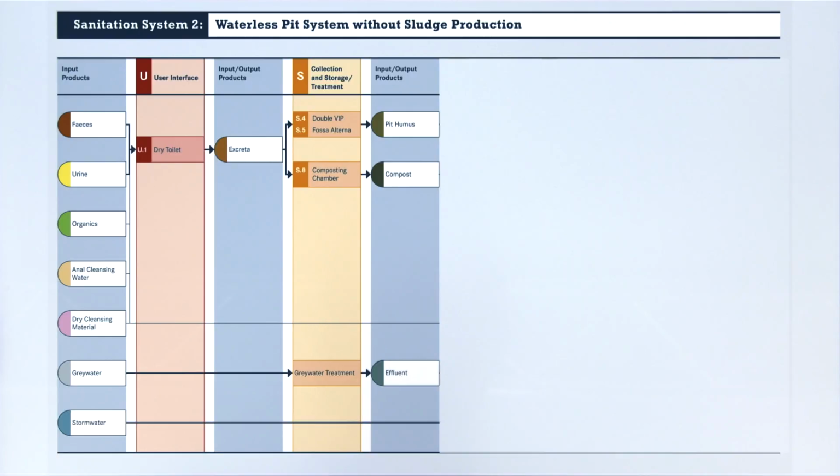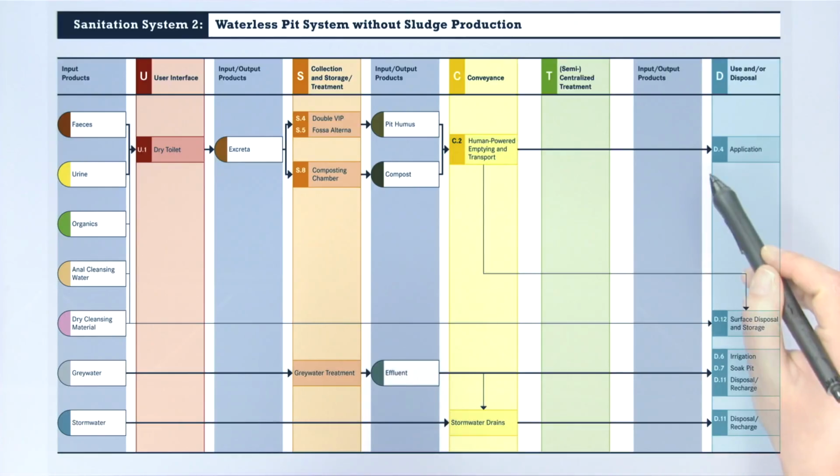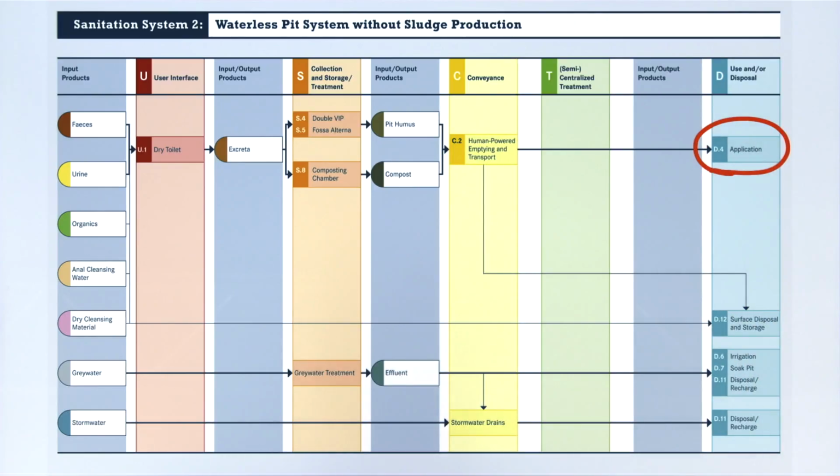If the double VIP or the fossa alterna is chosen, no additional organics are needed. The quality of the product that emerges will of course be different, so the type of end-use goals you will have will influence the collection and storage technology that you choose, and of course the availability of the organics as well as the willingness to add them and the need to use the final product. This application goal will essentially determine your choices.